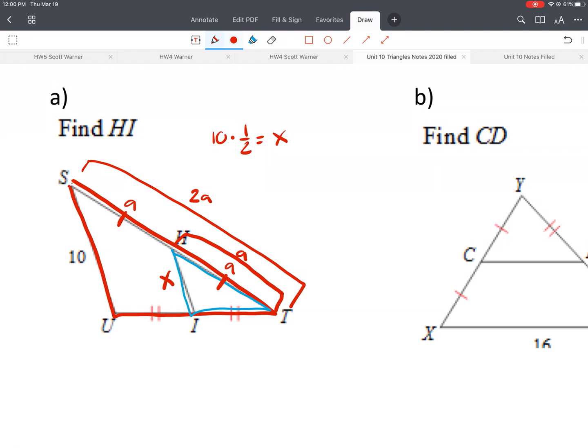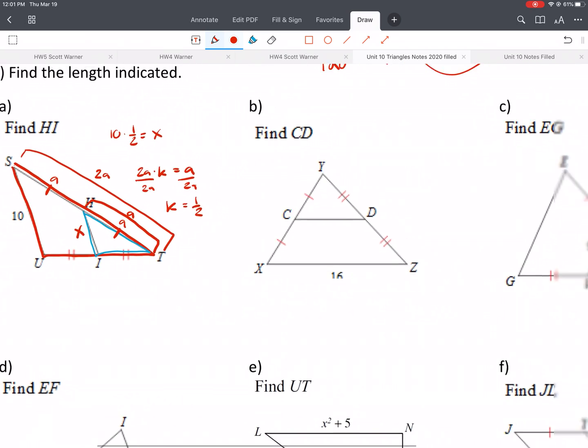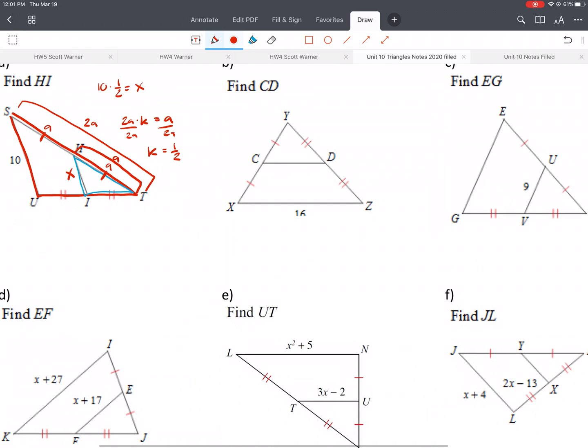And then if we wanted to come up with the scale factor, you could do 2a times the scale factor is equal to a. And then we could divide both sides by 2a. That leaves us with k equals 1/2. So for all of these problems, the bigger triangle is twice the size of the smaller triangle, or you could say that the smaller triangle is half of the big triangle.